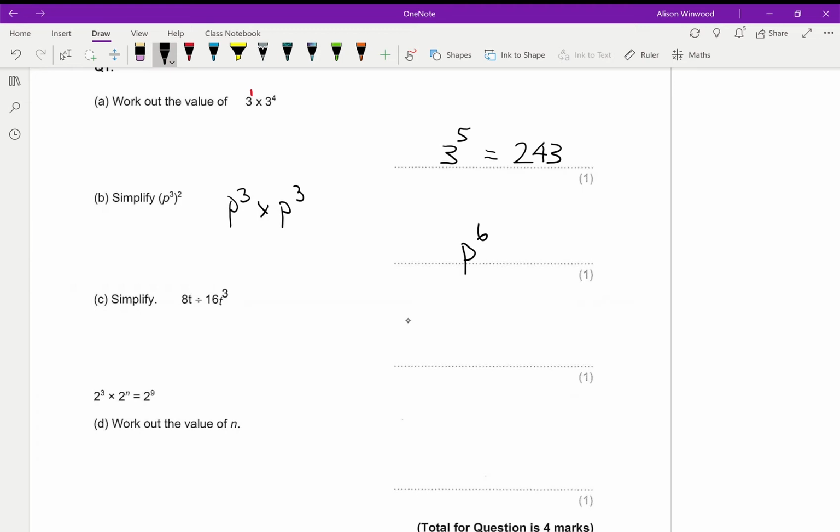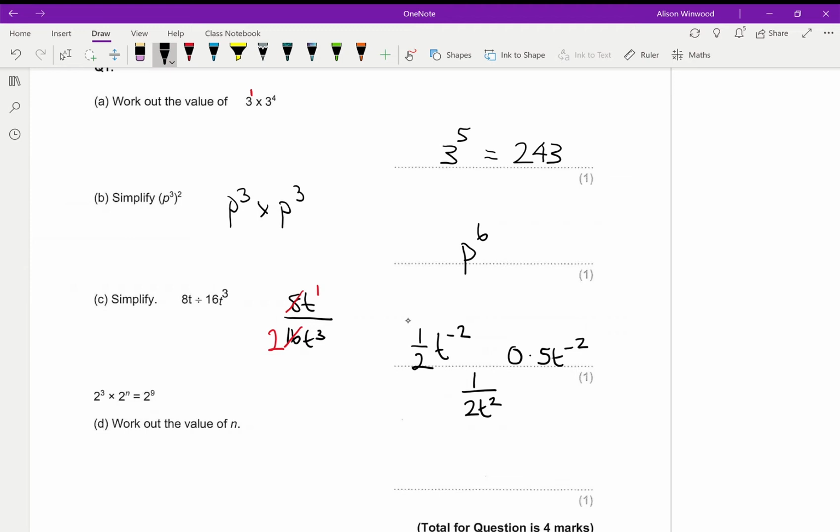Might be easier to write this division as a fraction. So 8 goes into 16 twice, and then the powers of t, I've got a hidden 1, so I've got 1/2, and then subtract the powers. 1 subtract 3 is -2. Or I could have written it as 0.5 t to the -2, or I could have written it as 1 over 2t squared. Lots of ways I could write the same information.